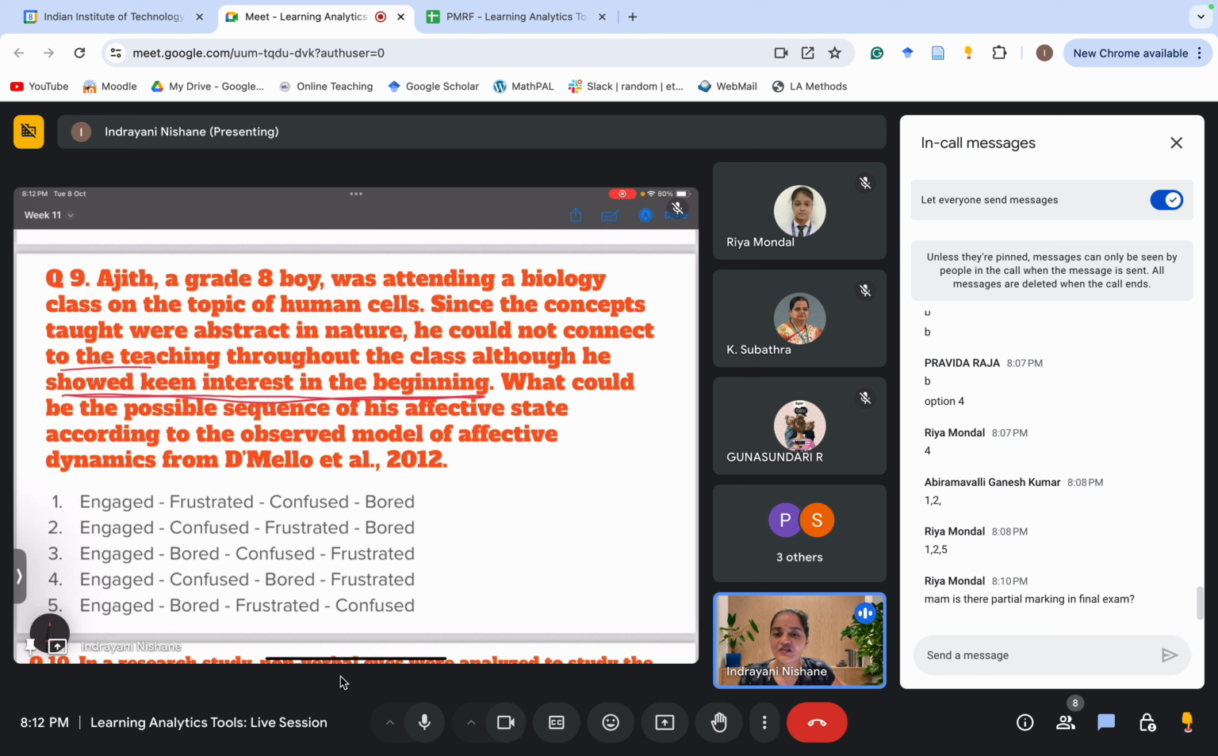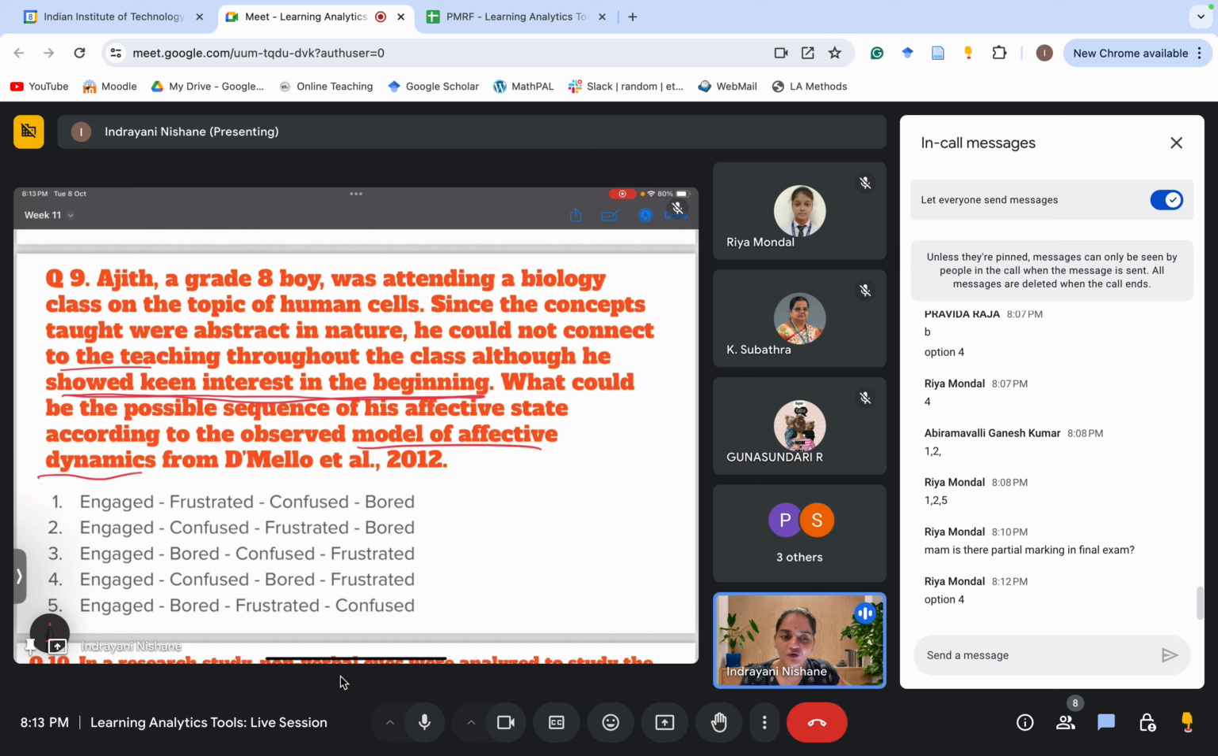What could be the possible sequence of his affective state using the observed model of affective dynamics? We saw this model of affective dynamics when we revised the theory for this week. The affective dynamics model was proposed by Professor Sidney D'Mello in 2012. He collected affective state data for a large group of students, hundreds of students, and tried to understand how the affect states change in a lecture for every student. Based on that, he proposed this model.